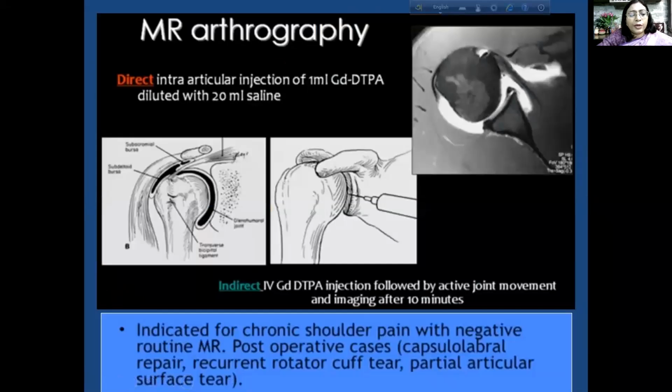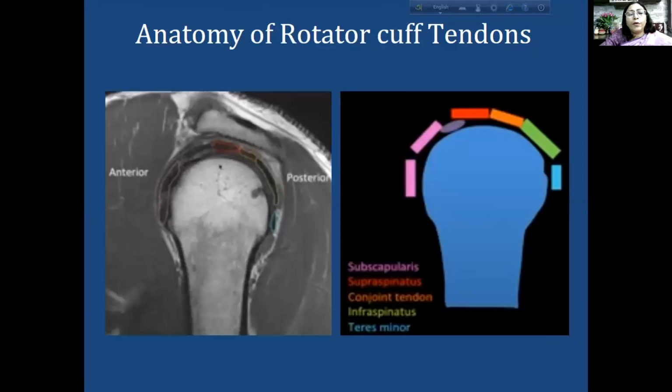The MR arthrogram may be indicated when the patient has chronic shoulder pain but negative routine MR, in case of capsulolabral repair or recurrent rotator cuff tear or partial articular surface tear. Before going to the pathology, have a look at the rotator cuff tendons.